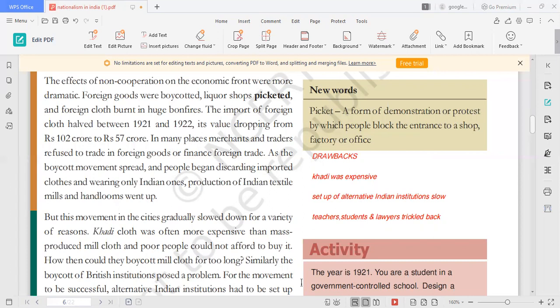And second thing, when we tell them not to go to the British controlled schools and colleges, we should have provided them the alternative institutions for the children. That was not quickly done. It was done, but it was very slow. So how long could the children stay at home, and teachers and headmasters sit without work, lawyers, everybody? They started trickling back to schools and courts. That was a drawback in this movement.